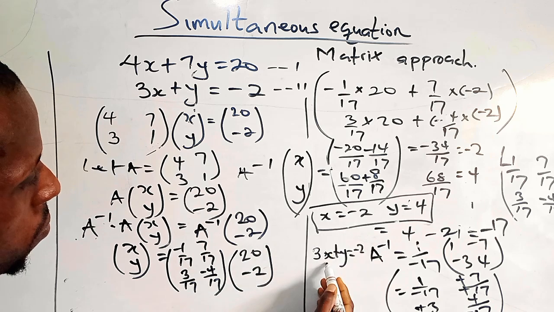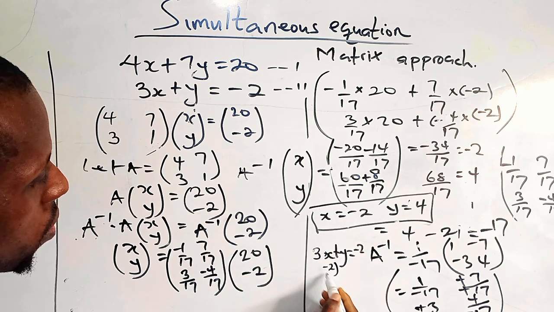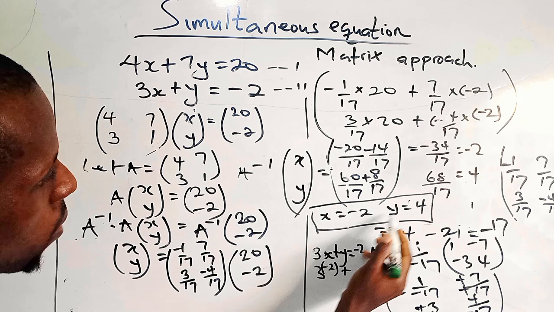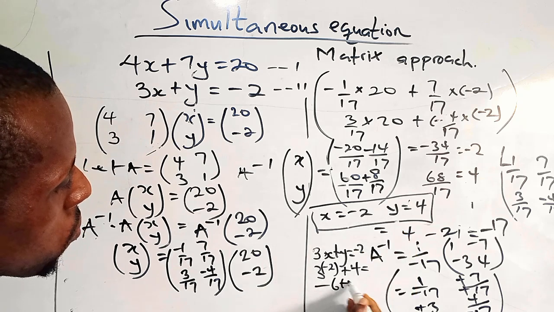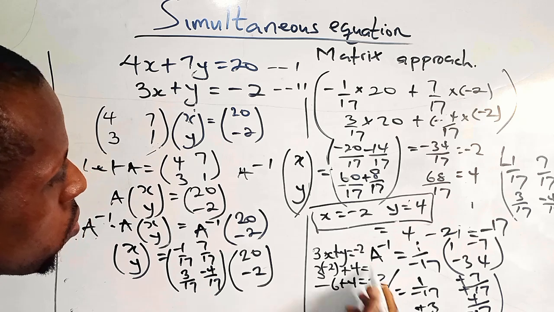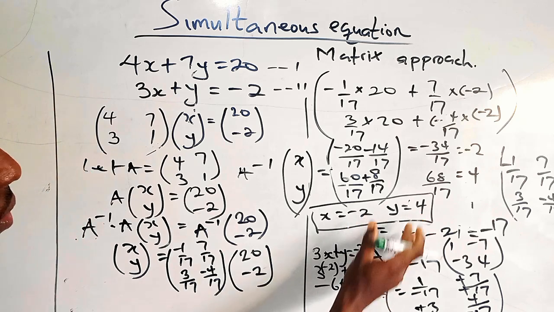We have minus 2 times 3, plus my y is 4. So minus 2 times 3 is minus 6 plus 4. I have here minus 2. So that means the value of x and y is correct.